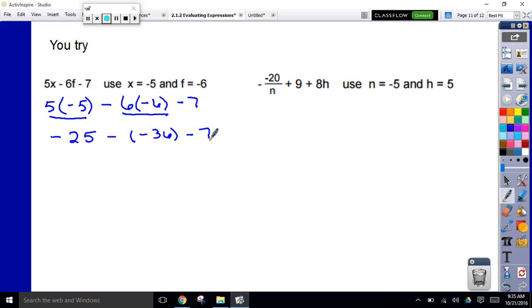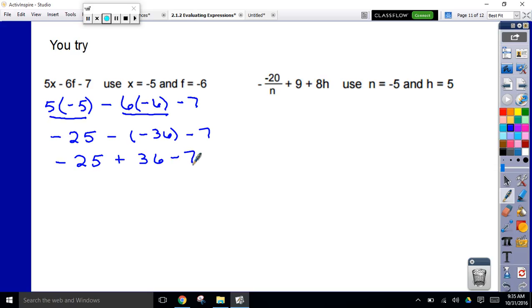If this is not what you have, I would copy down what I'm doing so that you have it as a reference. Now, minus and negative actually means what? Positive. We need to add. So this really means, I'm going to rewrite this step, negative 25 plus 36 minus 7.